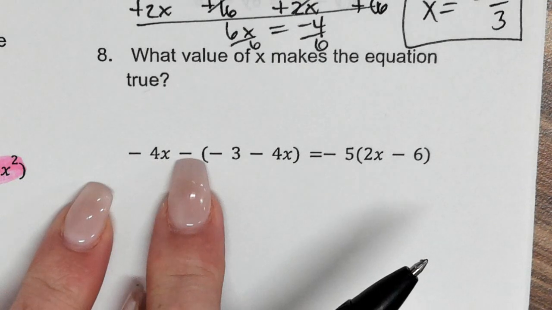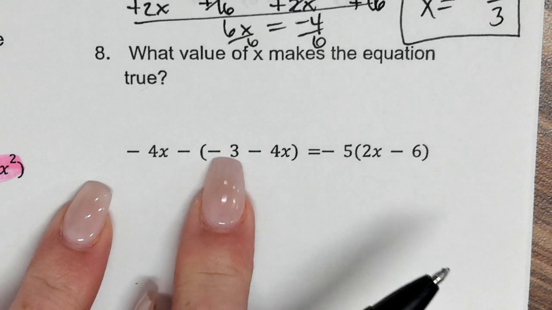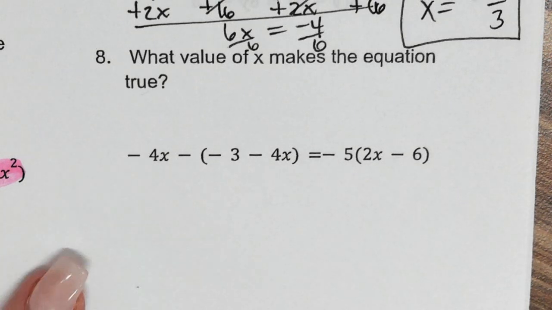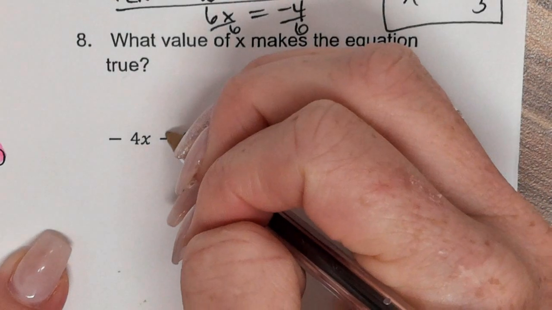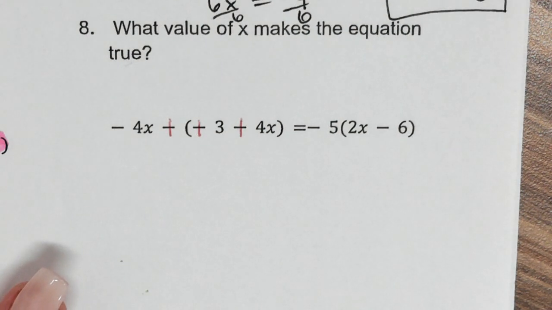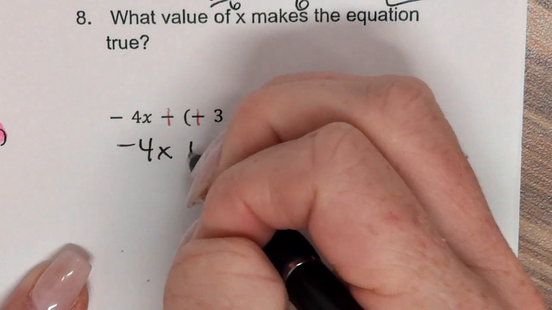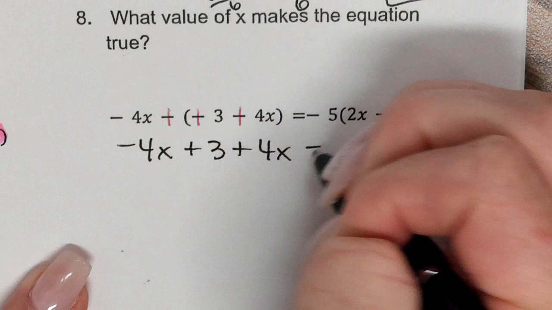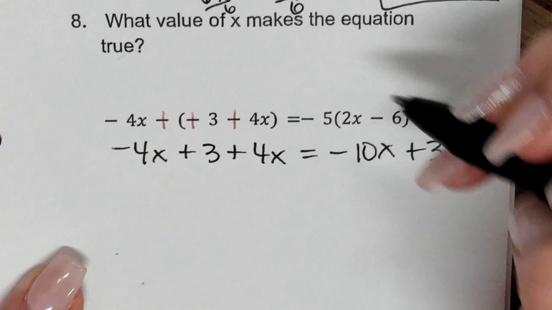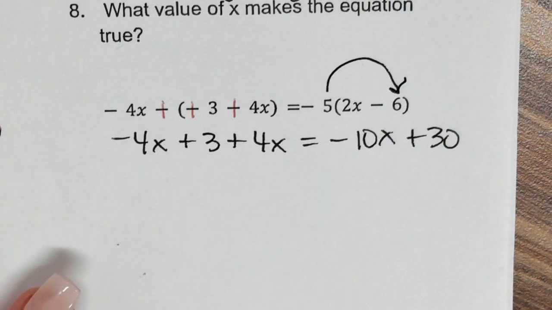Negative 4x minus, open parentheses, negative 3 minus 4x, close. Y'all see what I'm saying? I'm going to go do it by hand. Everybody watch. Change. Are we good? Yes? So I now have negative 4x plus 3 plus 4x equals negative 10x plus 30. Where did I get the plus 30? Negative 5 times negative 6 is positive 30.